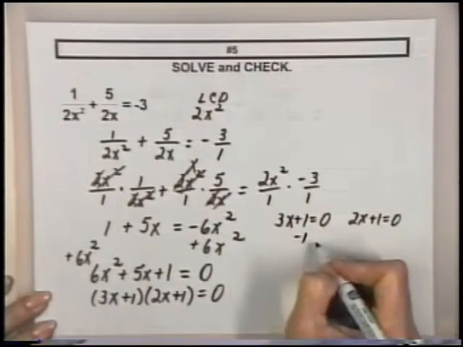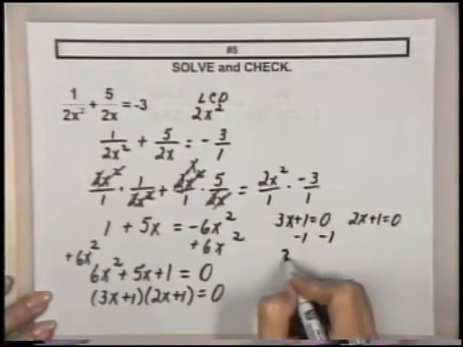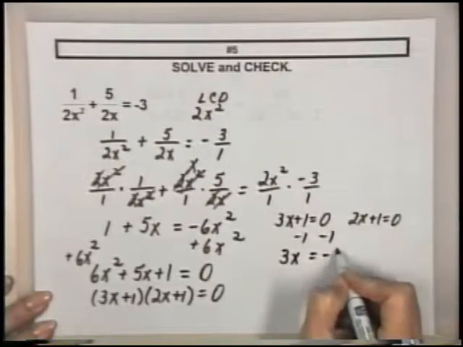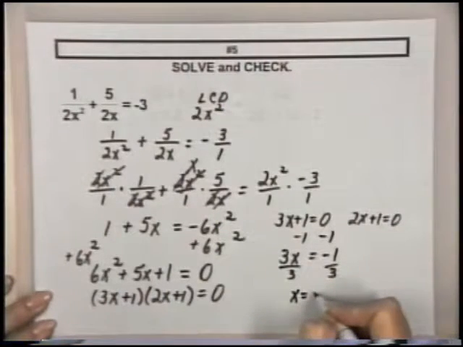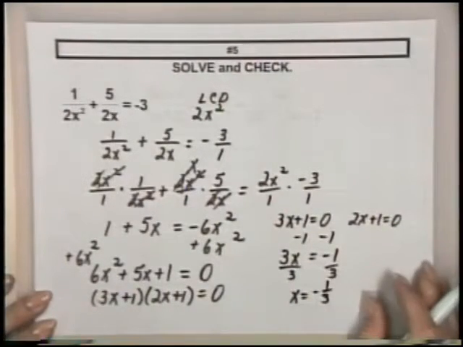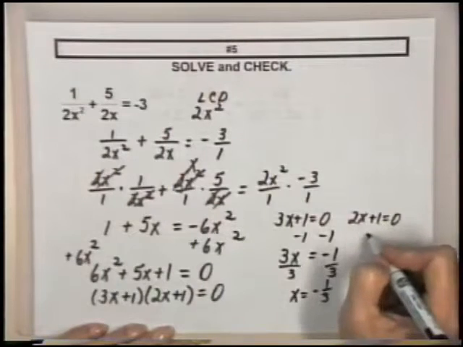Setting each factor equal to 0, I will have 3x plus 1 equals 0 and 2x plus 1 equals 0. Solving the first equation, I will subtract 1 from both sides. I get 3x equals negative 1. I will divide by 3. I get x equals negative 1/3.